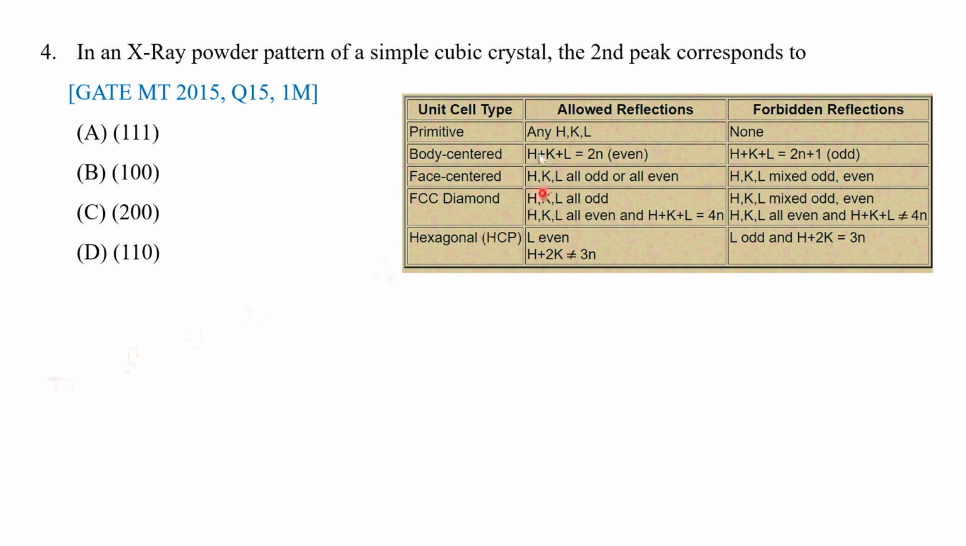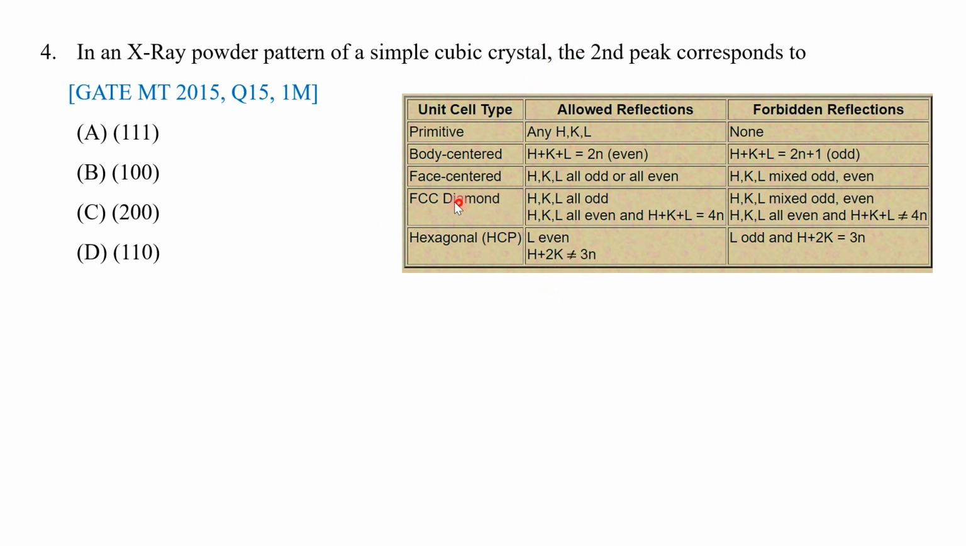We know about extinction rules. If you've gone through the theory of XRD, we know what extinction rules are, right? For a primitive or simple cubic unit cell, if we see the XRD pattern, any combination of Miller indices HKL values is possible. For BCC, peaks will appear only at those points where HKL values are even. In FCC, HKL will be either all odd or all even, but they cannot give mixed values. For FCC diamond, HKL should be all odd or all even with the condition that their sum should be equal to 4 times N. HCP means that L should be even and H plus 2K should not be equal to 3N.